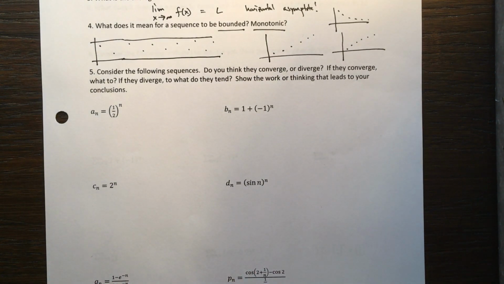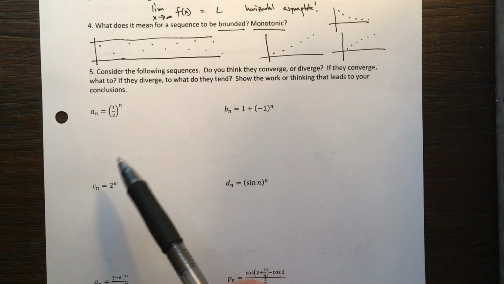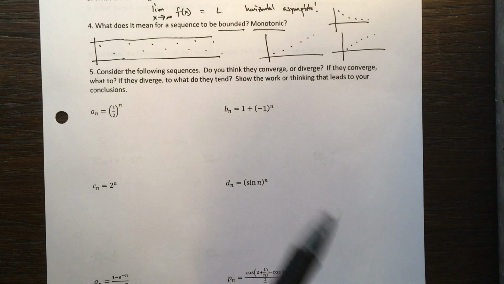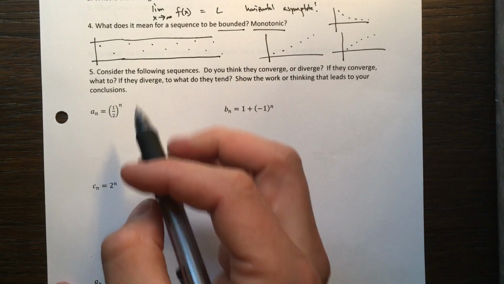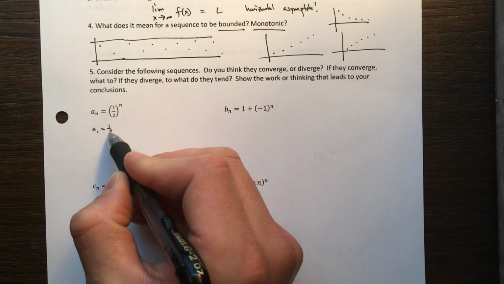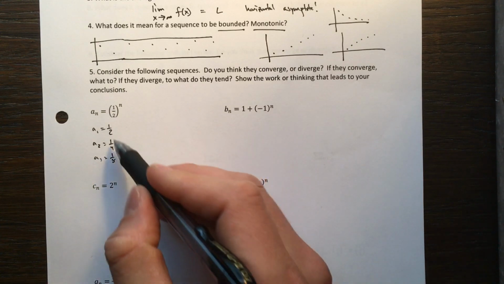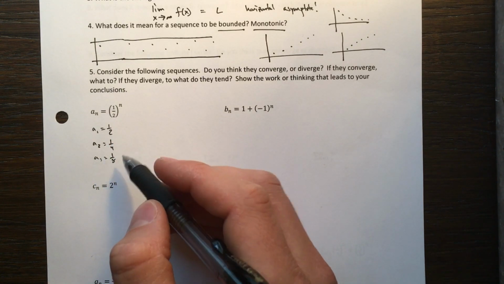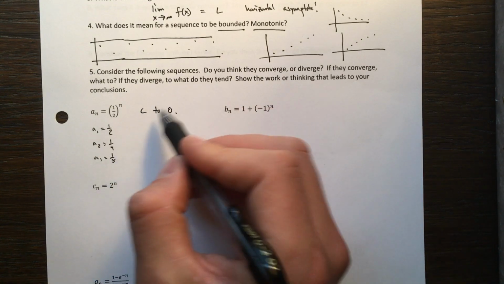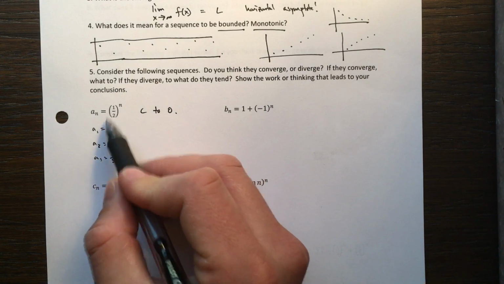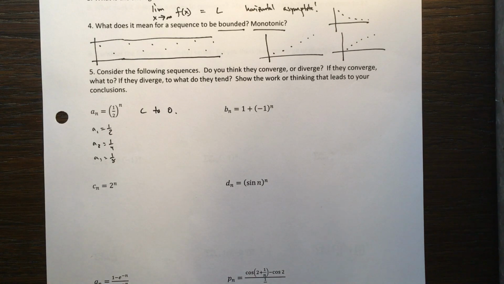So question number 5 is asking, do we think they converge or diverge? If they converge, what to? If they diverge, to what do they tend? What we could do is plug in some numbers and see what happens. a sub 1 here would be 1/2, a sub 2 would be 1/4, a sub 3 would be 1/8. These numbers are getting really small. I think this converges to 0. That is my guess, because as I multiply 1/2 by itself a bunch of times, I'm just getting smaller and smaller numbers.